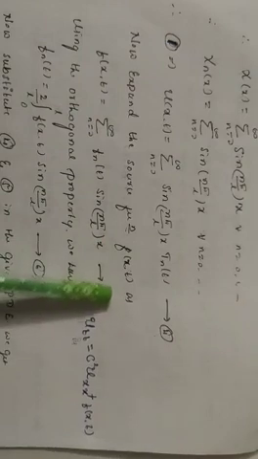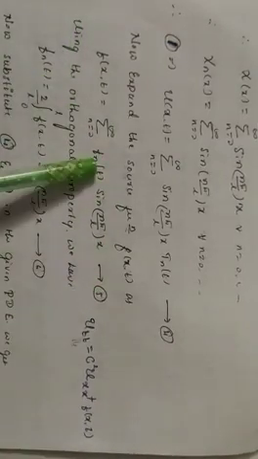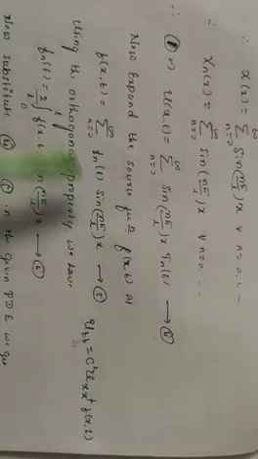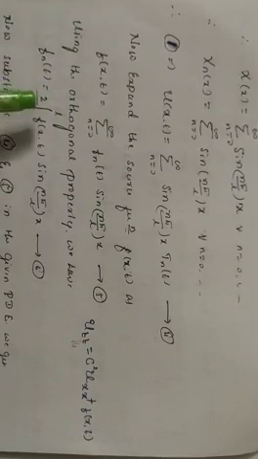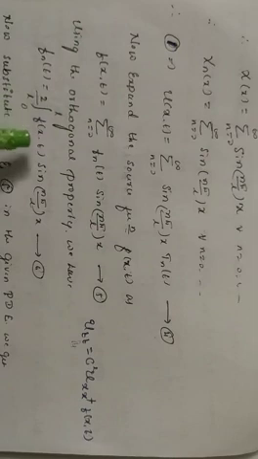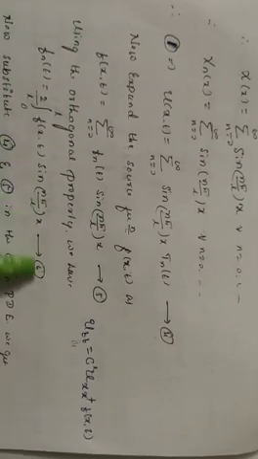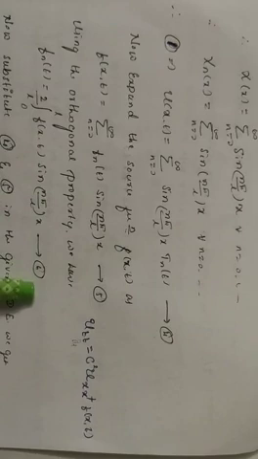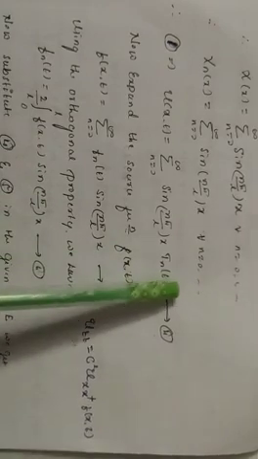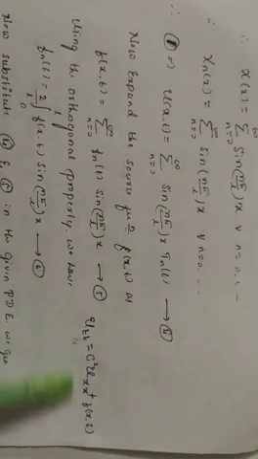Now apply the orthogonal property to equation 5. Then we have fn of t equals 2 over l into integration from 0 to l f of x comma t into sin n pi over l into x. We call this equation number 6. Now substitute equation 4 and equation 5 in the given equation.